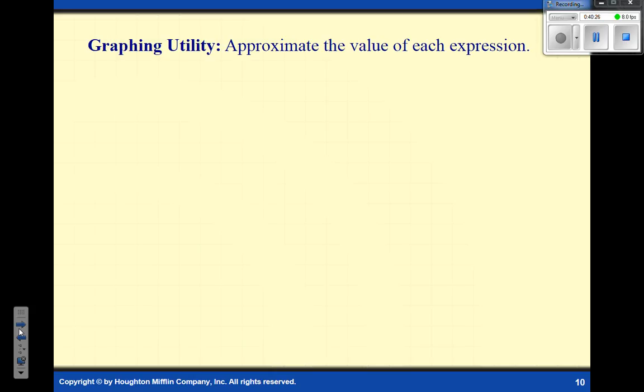What if they don't even give you a ratio? What if they just give you a decimal? You can plug that in too. You don't have to convert it, you can plug it in like it is. So here's our first example. First, set your calculator to radian mode.